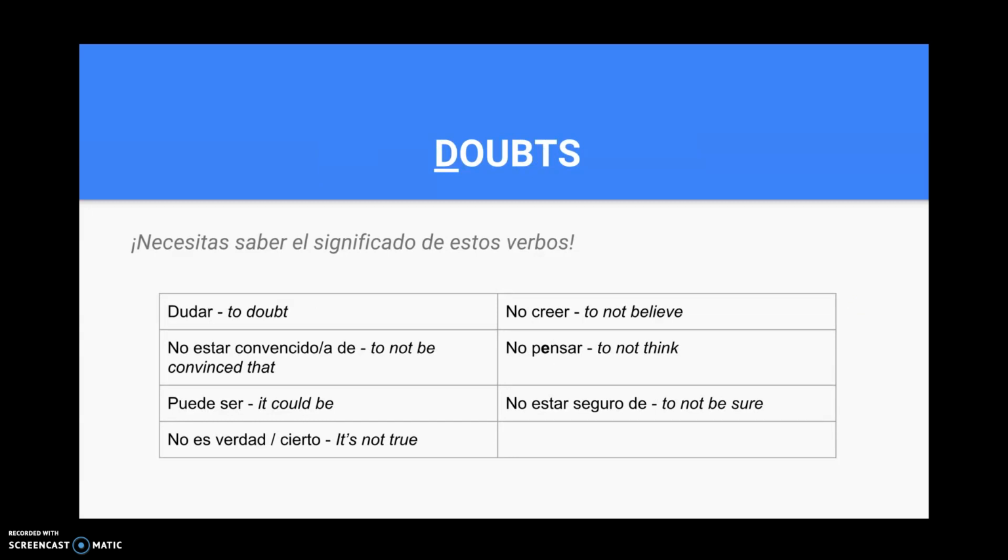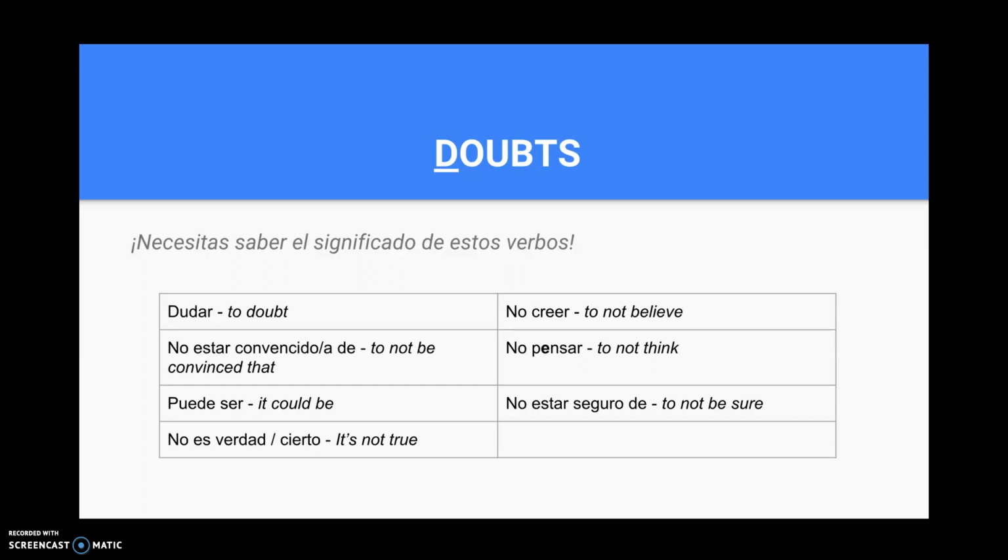If you see one of these verbs or expressions in the first clause, and once again, change in subject, you're going to use the present subjunctive in the second clause. So make sure you know the meaning of these verbs and expressions. Dudar, to doubt. No estar convencido or convencida de, to not be convinced that. Puede ser, it could be. No es verdad or no es cierto, it's not true. No creer, to not believe. No pensar, with an E to IE stem change, to not think. And no estar seguro de, to not be sure.